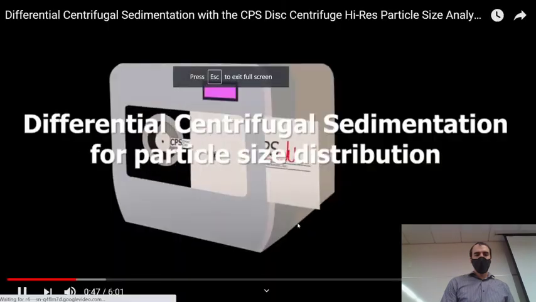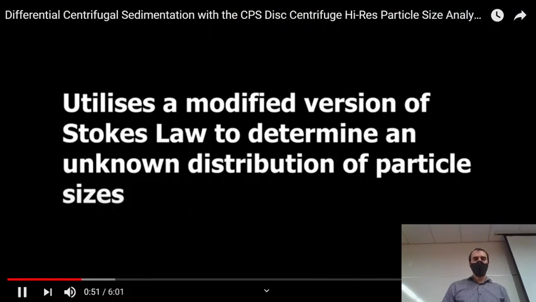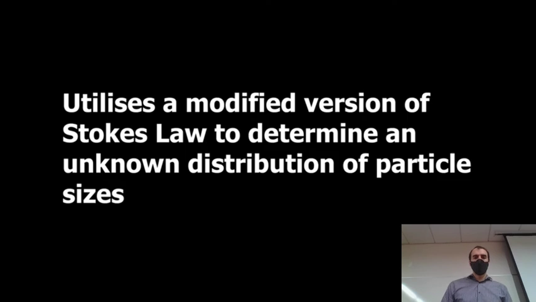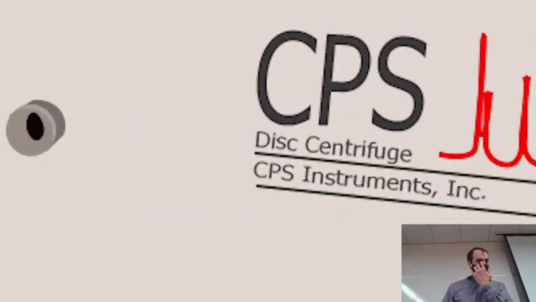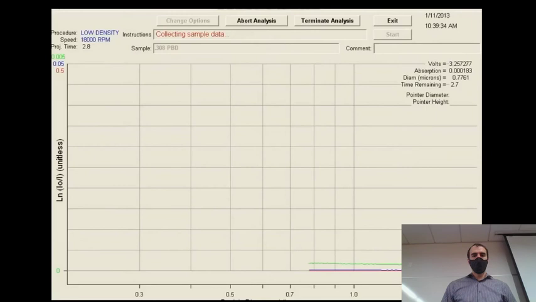DCS can be used to analyze particle size distribution. The technique utilizes the modified version of Stokes' law to determine an unknown distribution of particle sizes by measuring the time it takes for the particle to settle from a known distance in a liquid of known viscosity and density. Exposure to high g-force through a centrifuge allows the sedimentation of even very small particles, down to just a few nanometers in size, to occur quickly, enabling real-time analysis.